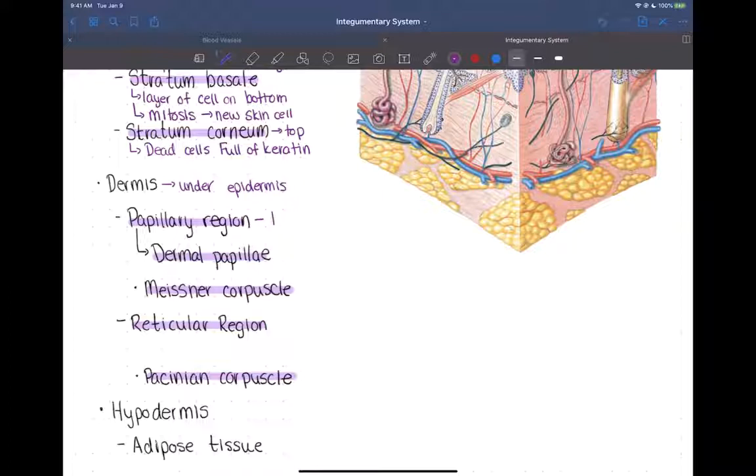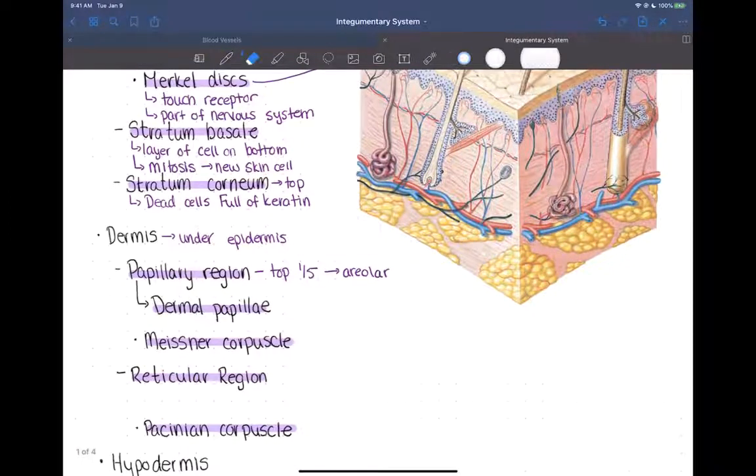So this is the top 1/5, and it is made up of primarily areolar connective tissue. So this is areolar. It's going to have lots of blood vessels. This is where the dermis connects to that basement membrane, the basement membrane of the epidermis.